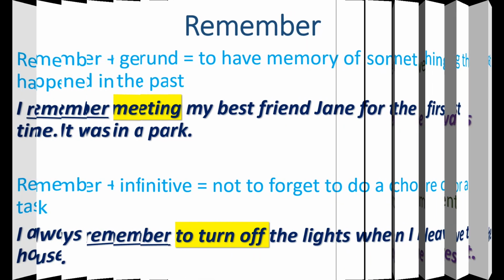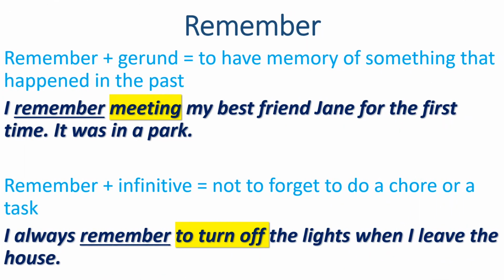Remember plus gerund, it's a memory of something that happened in the past. I remember meeting my best friend Jane for the first time. Meeting happened in the past. Whereas remember plus infinitive is not to forget to do a chore or a task. I always remember to turn off the lights when I leave the house.